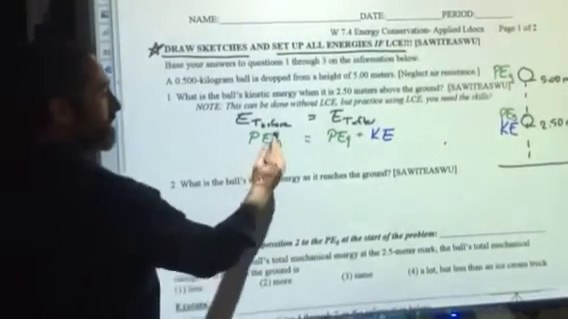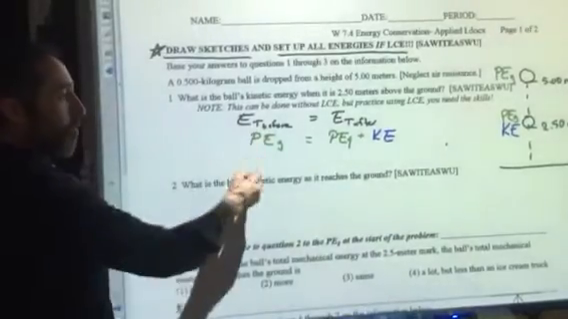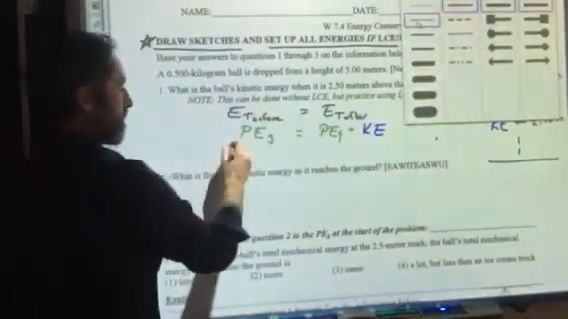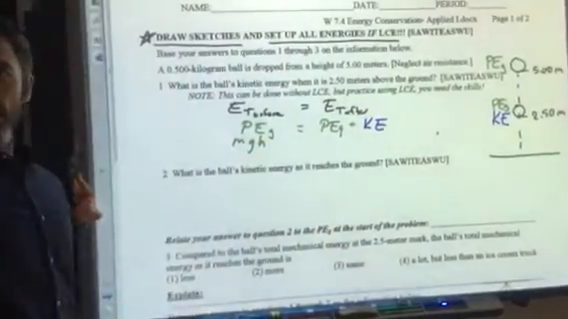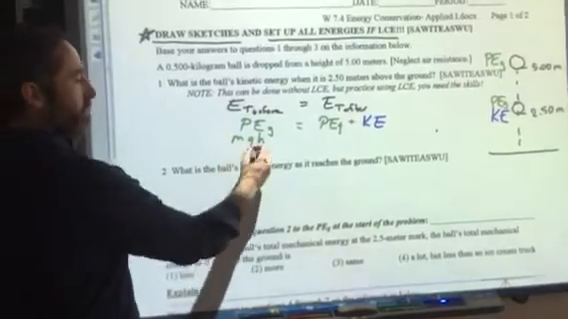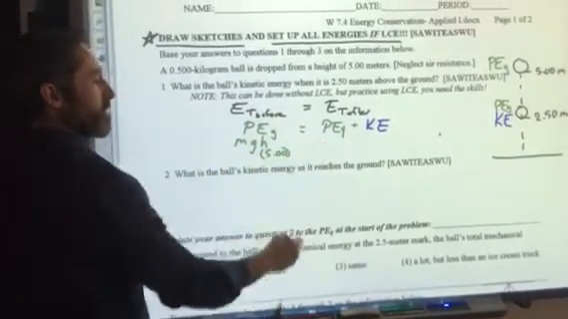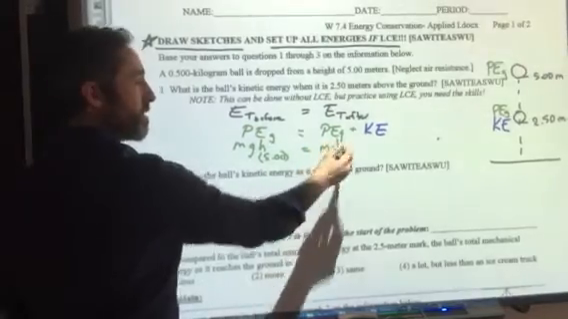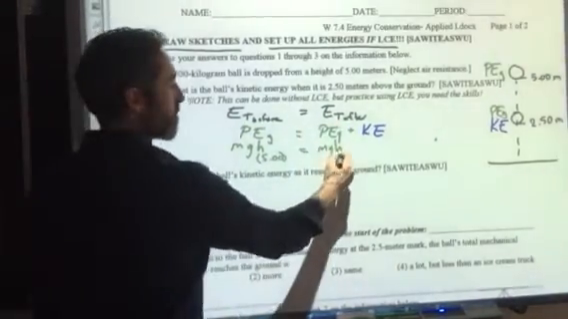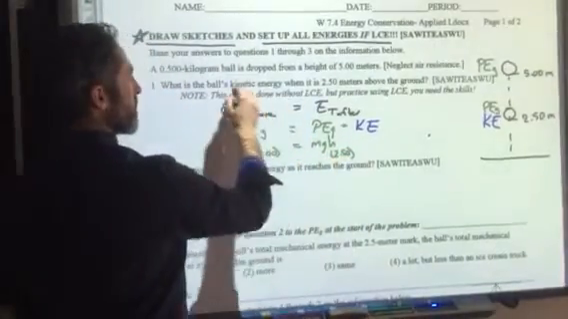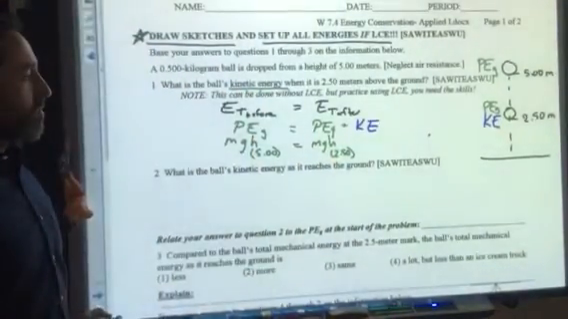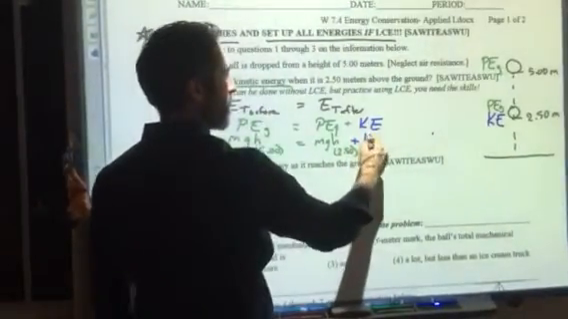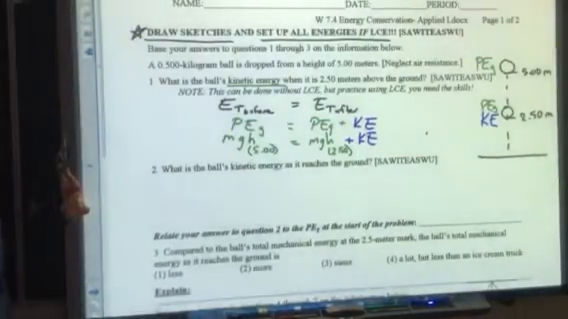So, the key to this is recognizing the before and the after. Before, it is at 5 meters. So when you run your MGH over here, the H is going to be 5 meters. When you run your PEG with your MGH over here, the H is going to be 2.5 meters. Then the question asks for kinetic energy, so there's really no need to break this into 1/2 mv squared. Since they're asking for KE, you leave it as KE, run the numbers, and solve for KE.